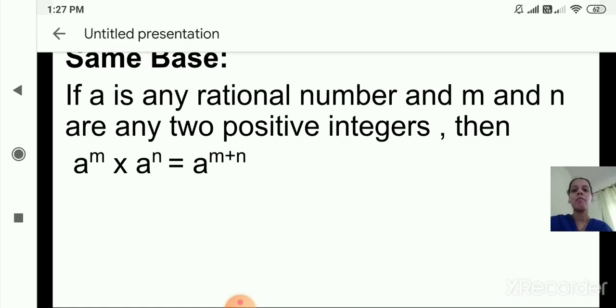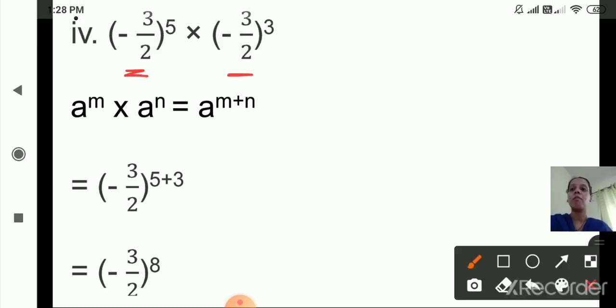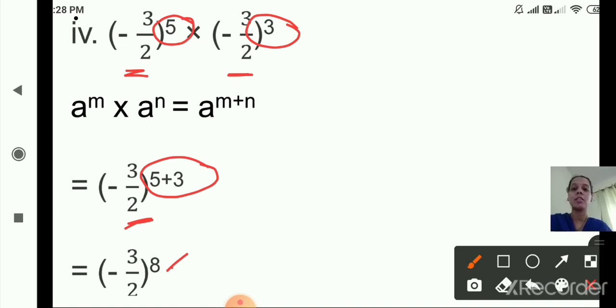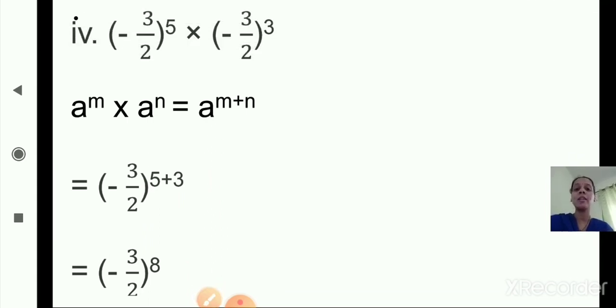Now we will see one sum based on this. As you can see here, minus 3 upon 2 raised to 5 multiplied by minus 3 upon 2 raised to 3. The base is the same, so we write it down only once, minus 3 upon 2, and we add the indices. Here the index is 5 and here the index is 3. So you add the indices, 5 plus 3 is 8, right? So the answer is minus 3 upon 2 raised to 8. So in the multiplication of indices with the same base, you write the base as it is only once and you add the indices.